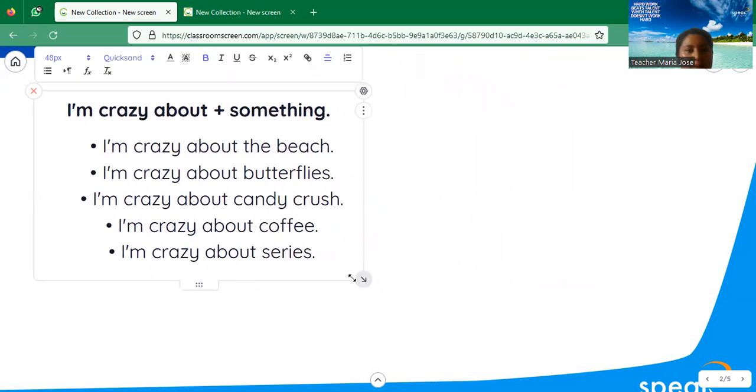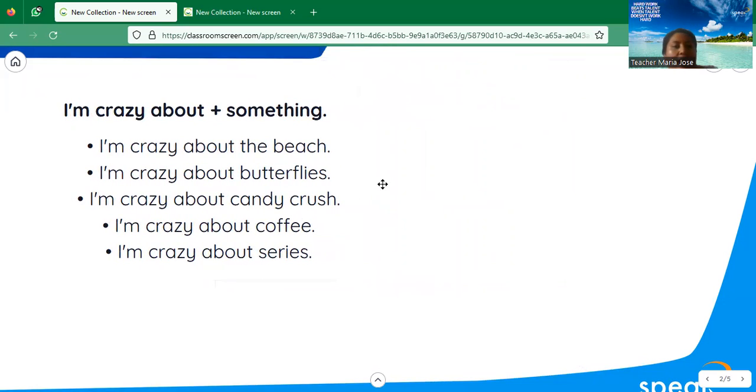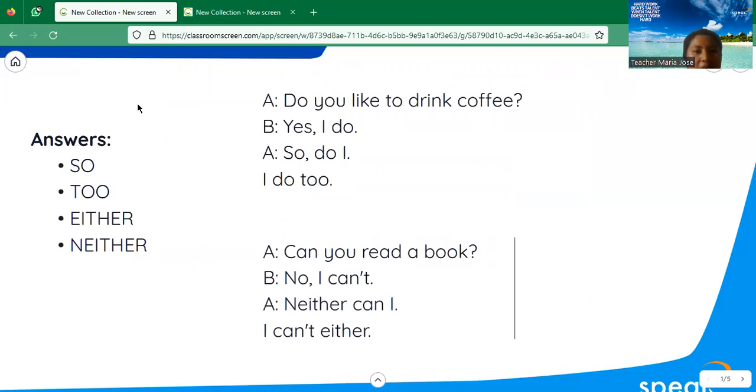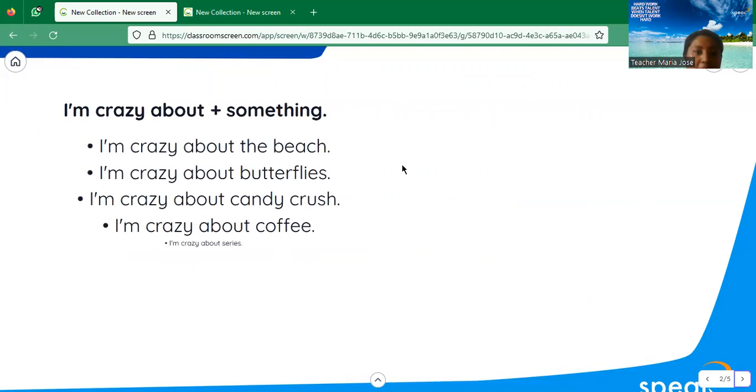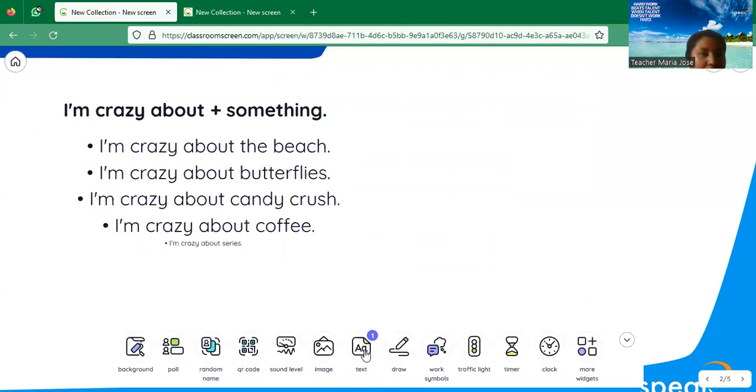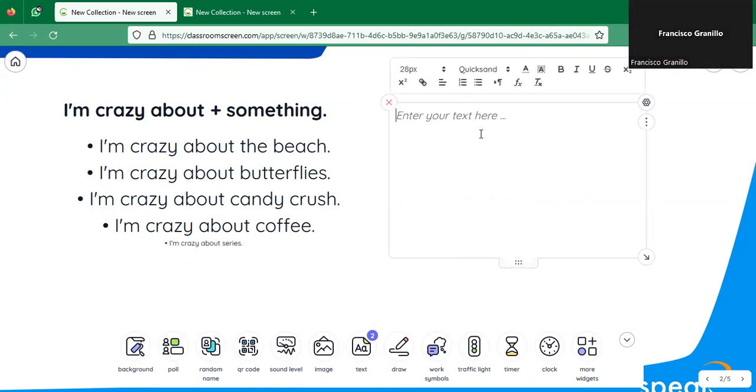Now, let's go back with the other ones. If a person tells me, I'm crazy about the beach, okay? That is the original sentence. How can you answer using these expressions again? Okay, we are going to practice using these ones again. So we can say, for example, I'm crazy about the beach. What could be a possible answer here? Francisco? I do too.